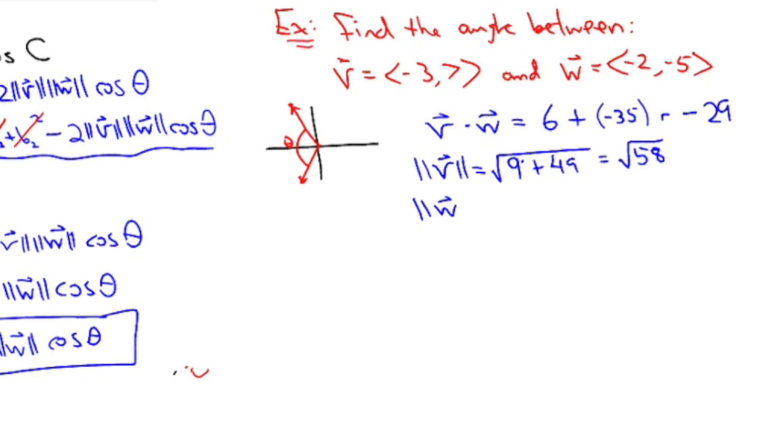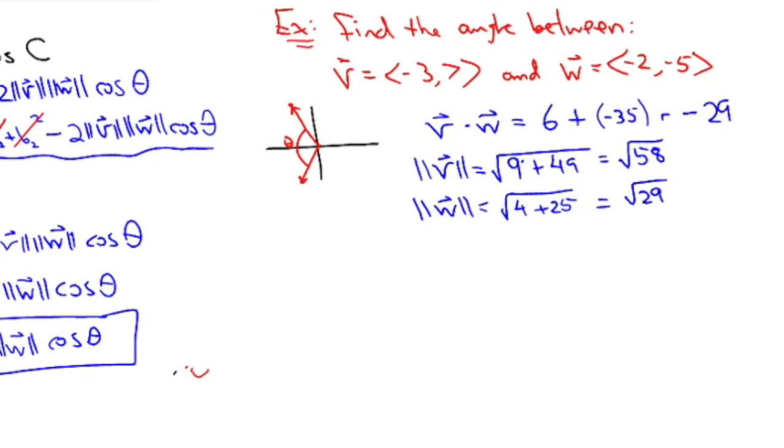Magnitude of w, which would be the square root of 2 squared, which is 4, and 5 squared, which is 25. So 4 plus 25 is 29. You didn't even need your calculator for that.